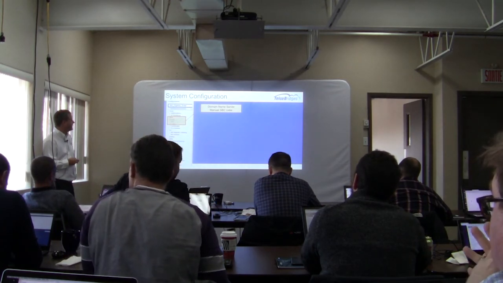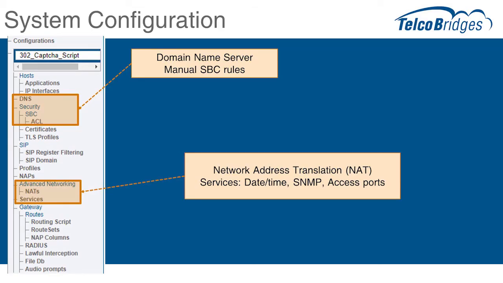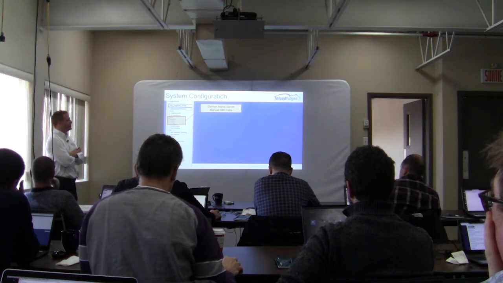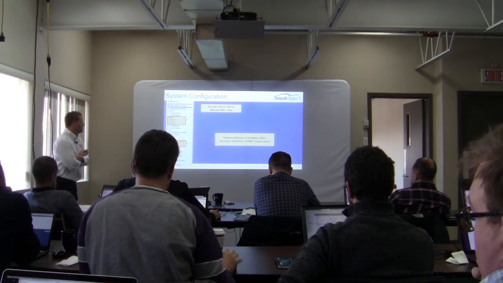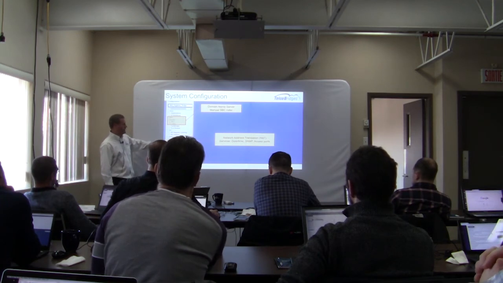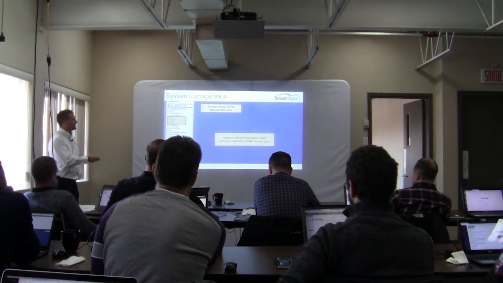DNS for SIP. Security here. Most of the time there's nothing much you need to do here, but you can add manual rules. So that's where you would go to add the manual rules. Otherwise, they are all handled automatically. Or if you want to tune the call rate you will allow on specific networks, you can configure that here too. You have network address translation, so specific configuration for NAT, and then change the date, configure SNMP, and also access ports like HTTPS are configured here in services.